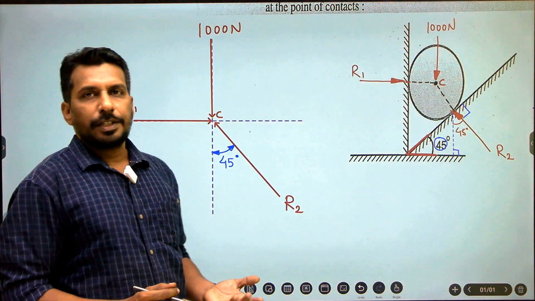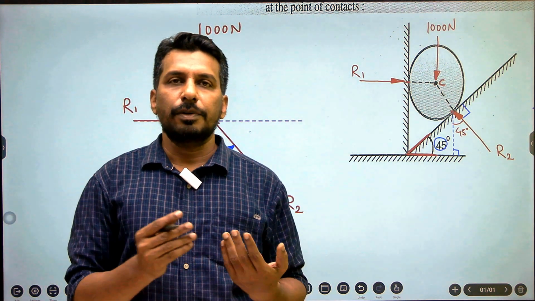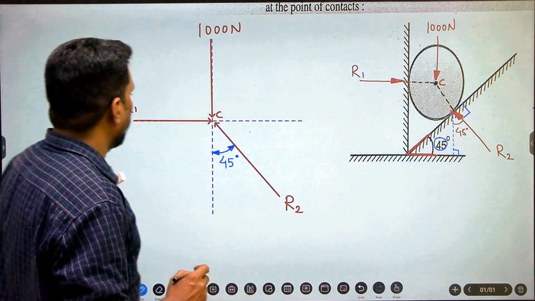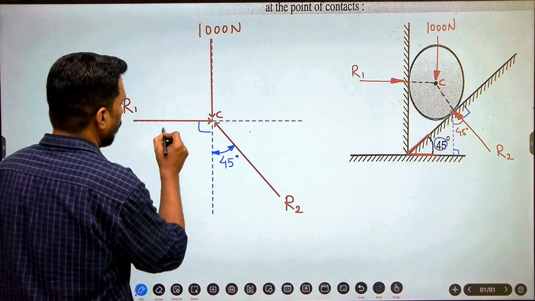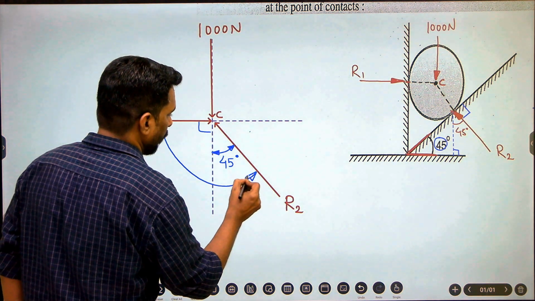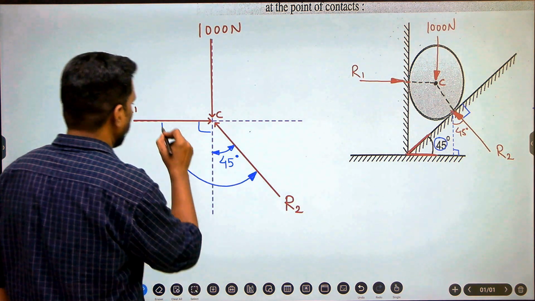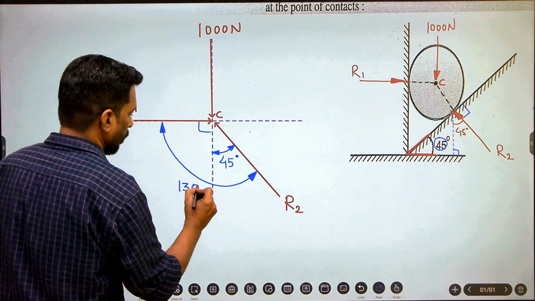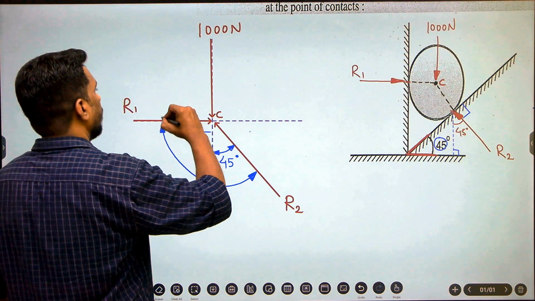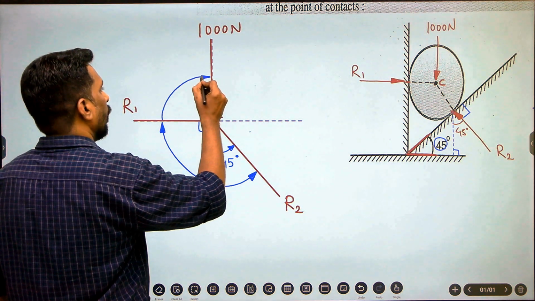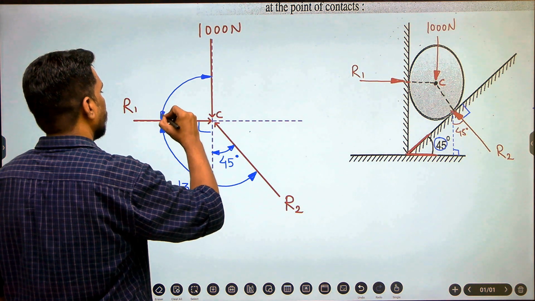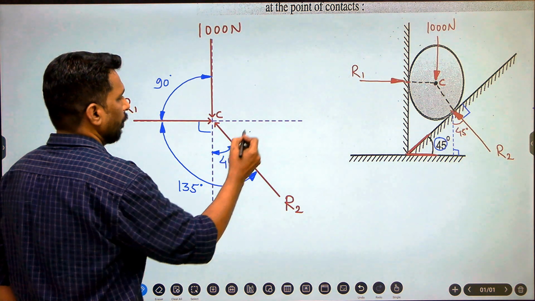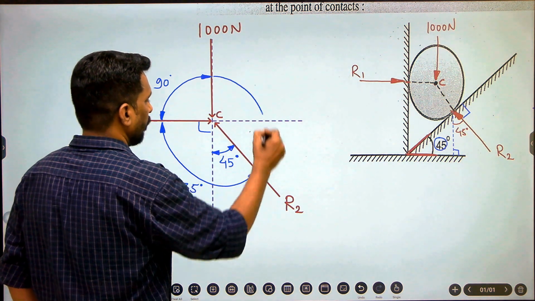Now it is very easy to apply Lami's theorem. We need the total angle between the forces. So here, if this is 45 and this is 90, the total becomes 135. So this angle is 135. Now this is 90 degrees, which you can write directly by observation. And this one is again 45 plus 90, so 135.